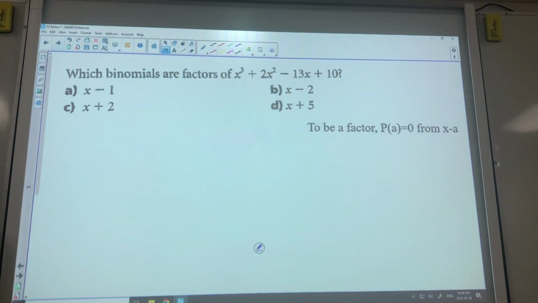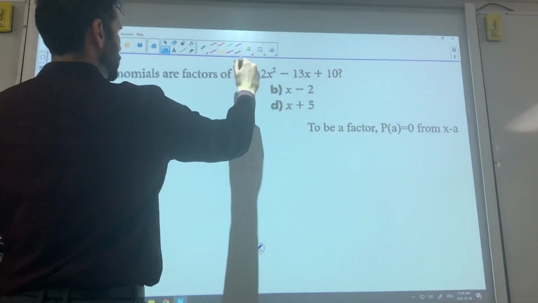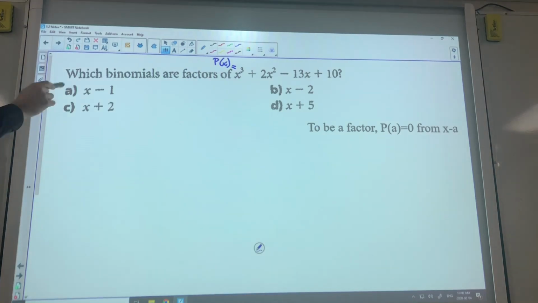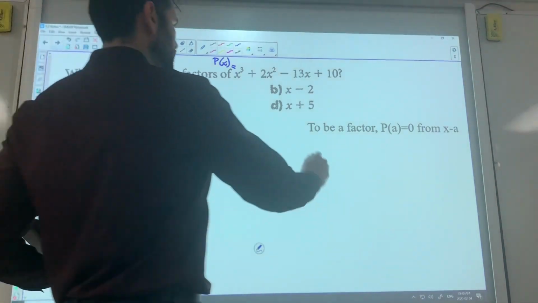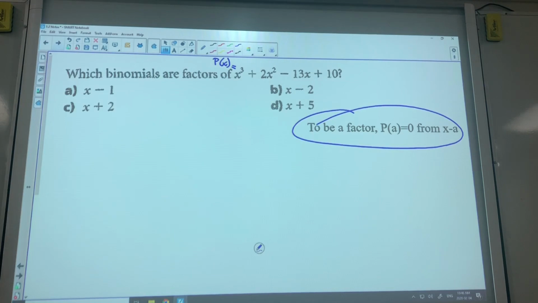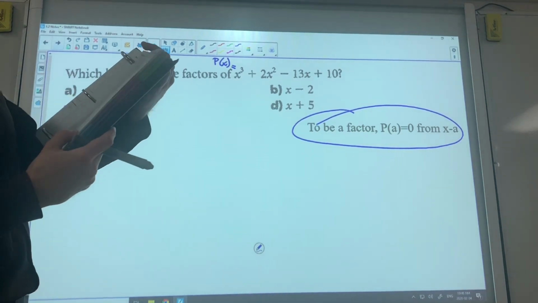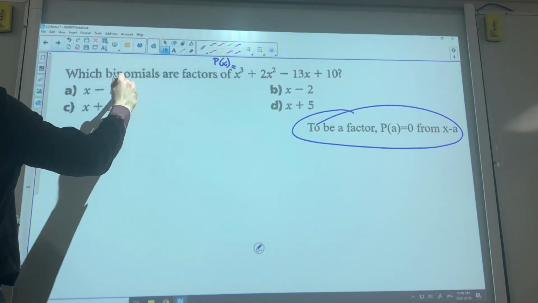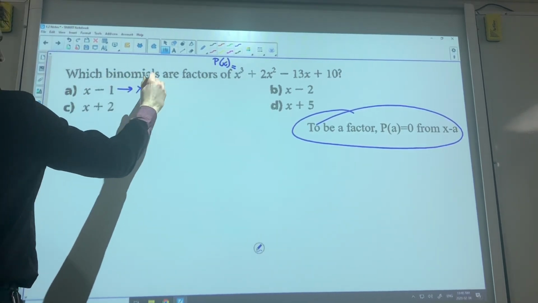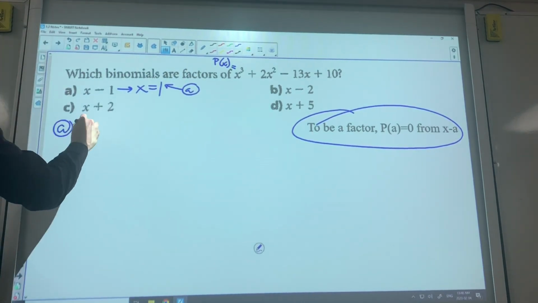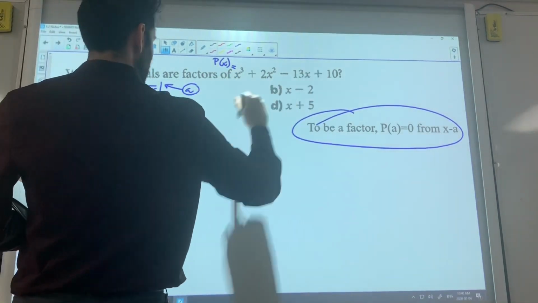We're not going to do all of them, but it just says, okay, here's a polynomial. Let's just call it p of x. So we'll say p of x equals. And it's just saying, which one of these binomials actually factor this? So I threw it in here for you. To be a factor, p of a has to equal 0 from x minus a. So let me look at my notes because I did a couple of them. Yeah, let's try a. So is this a factor? Well, solve it like that. That's your a value. And pop it in here and see if we get 0.